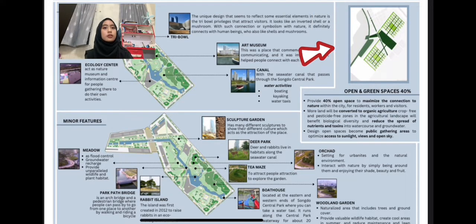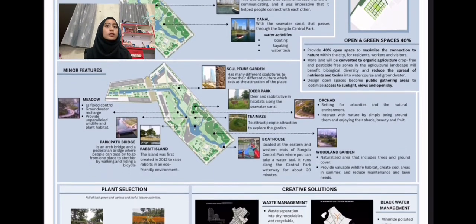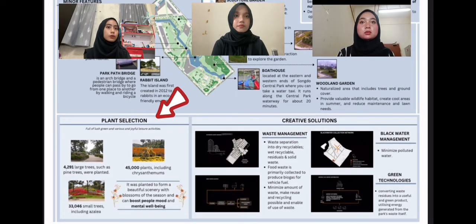So next, as you can see, this park has 40% open and green space, which is to maximize the connection to nature within the city for residents, workers, and also the visitors. The land is also converted to organic agriculture, a crop-free and pesticide-free zone in the agriculture landscape, which will benefit biological diversity and reduce the spread of nutrients and toxins into the watercourse and groundwater. It also creates an open space design that becomes a public gathering area to optimize access to sunlight, views and open sky. To get a low carbon city, they plant a lot of lush green and various joyful leisure activities.